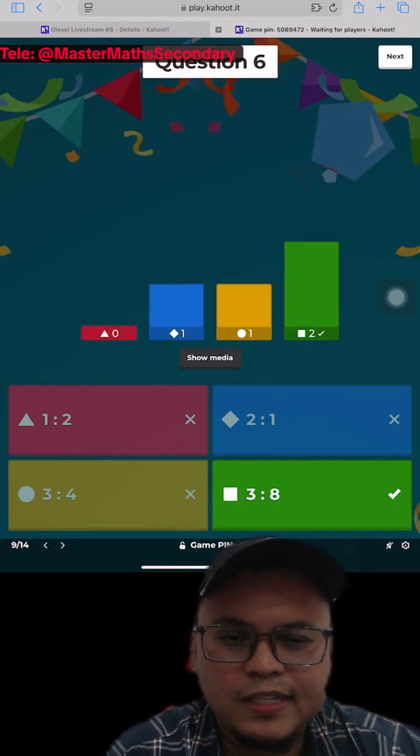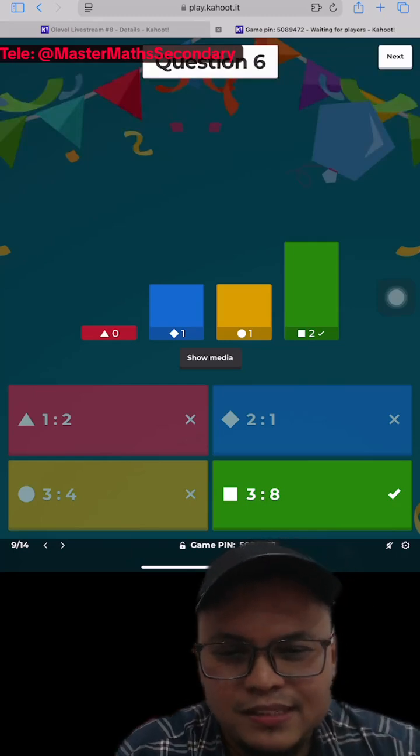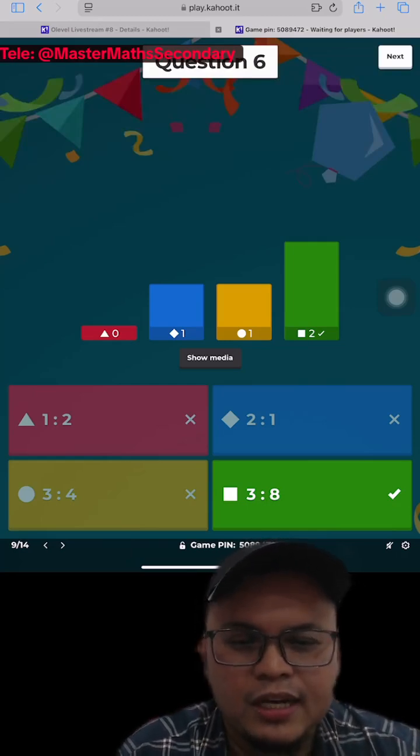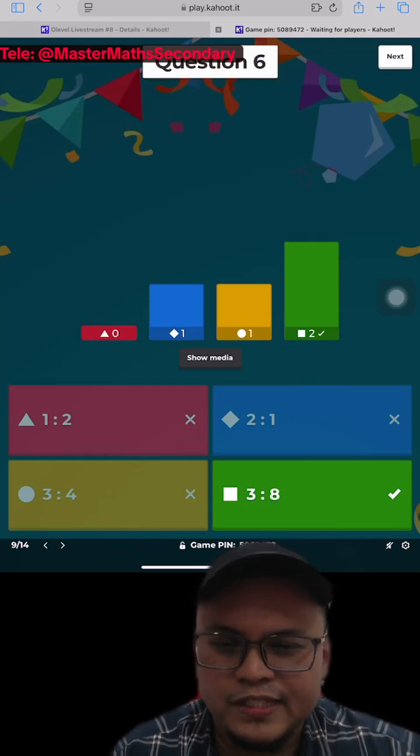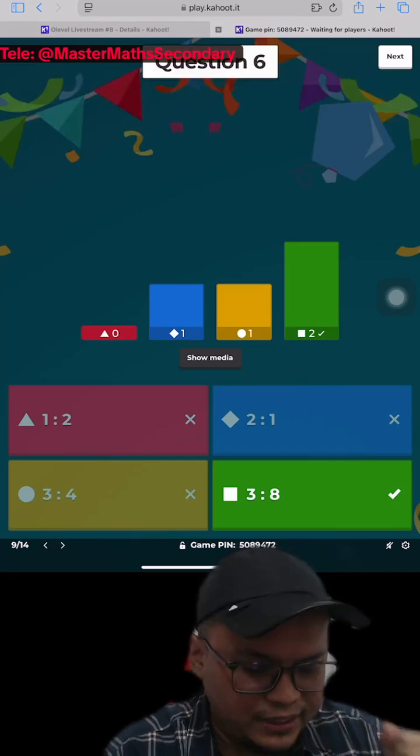So the correct answer is 3:8. I'll explain to you how we got to this answer. This is the most challenging question if I were to look at the first 8 questions. We'll see how this is done in a while.